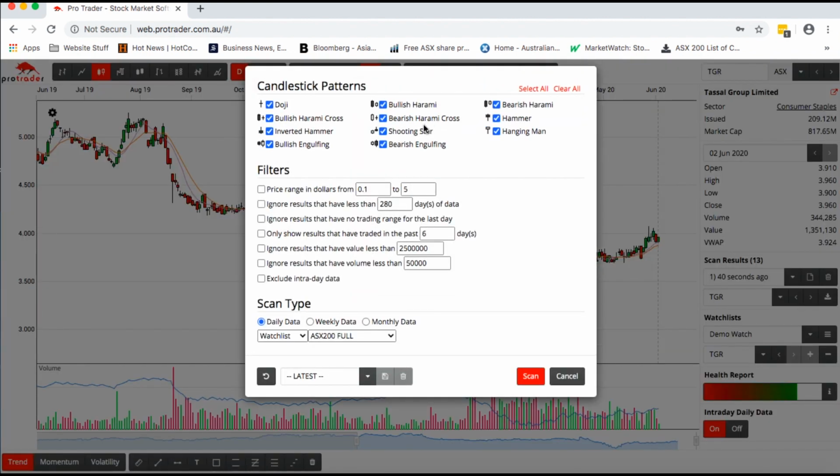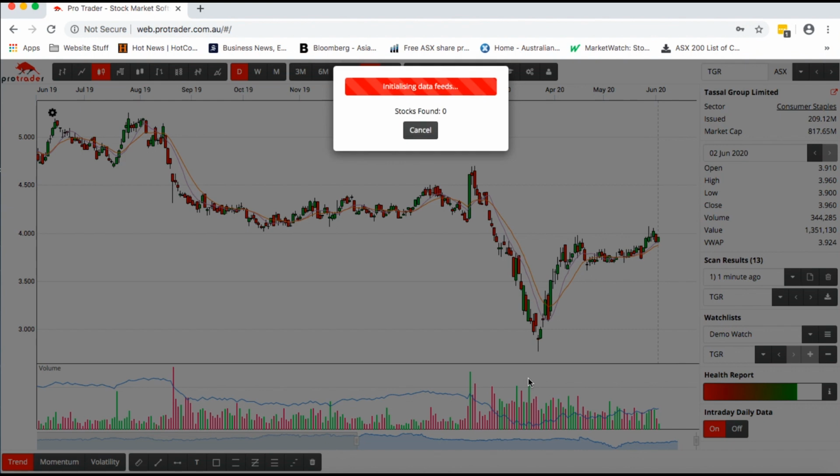Now, candles. My advice is just have them all ticked. Some people say to me, oh, look, I don't want to have bearish indicators because I've got no interest in buying bearish stocks. And my perspective is, well, if I'm in a stock, wouldn't I want to know if a bearish indicator has occurred? It doesn't take any more time. So my advice is when you're doing the candlestick pattern scan, just have them all ticked. Let's see how we go.